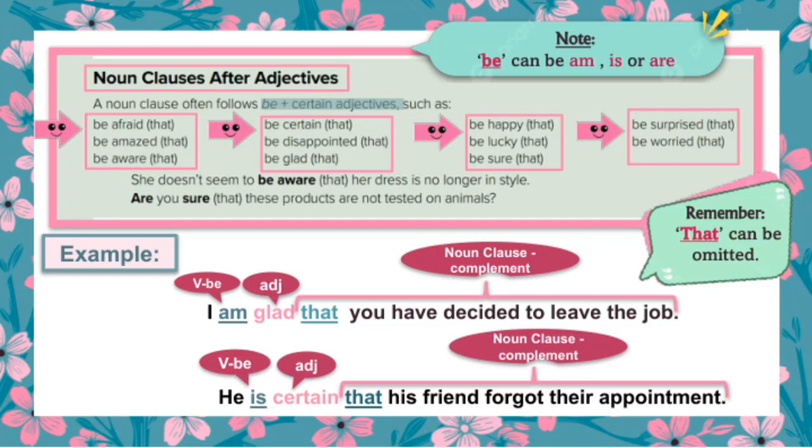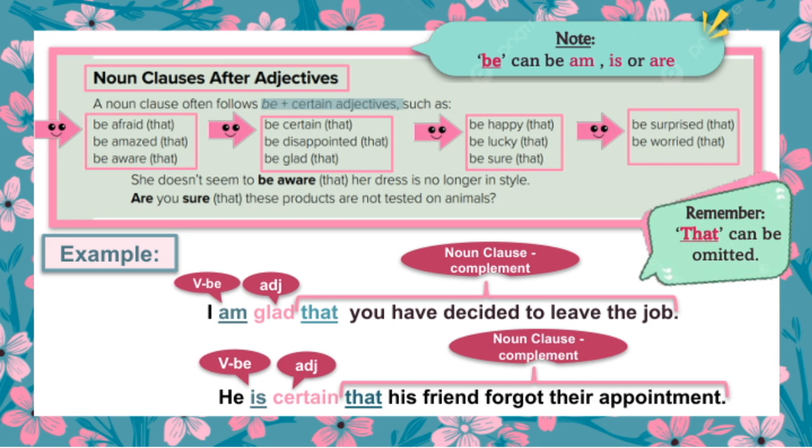On this slide, we're focusing on how to correctly use be in sentences that include noun clauses as complements. Remember, be can take different forms like am, is, or are depending on the subject. For example, in the sentence, he is certain that his friend forgot their appointment, the phrase that his friend forgot their appointment is a noun clause acting as a complement. It's giving us more information about what he's certain of.